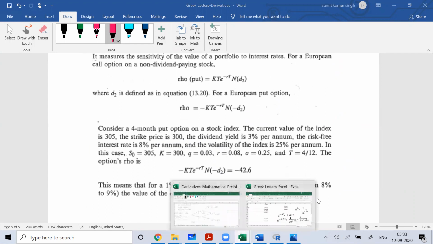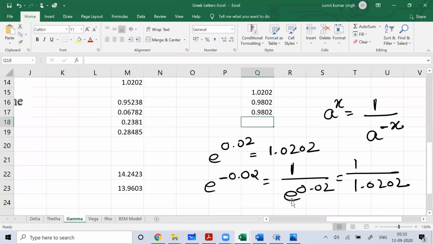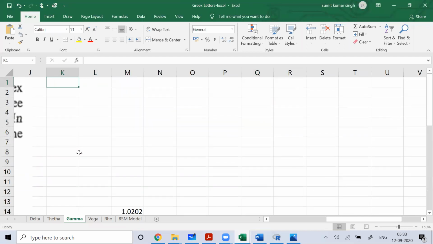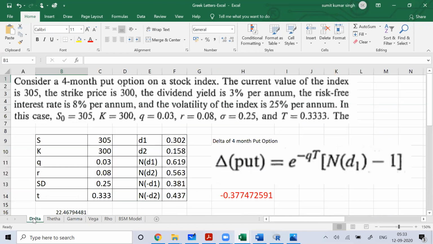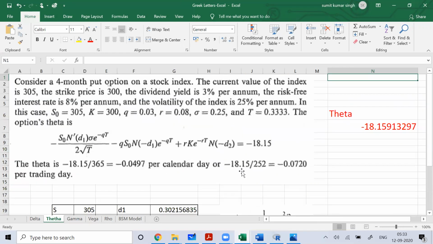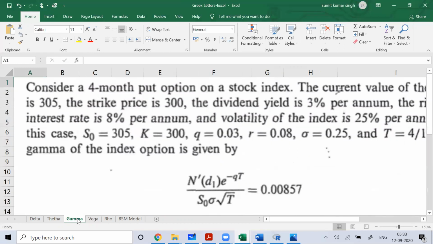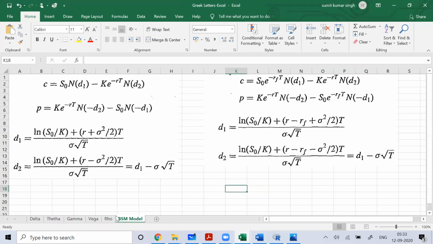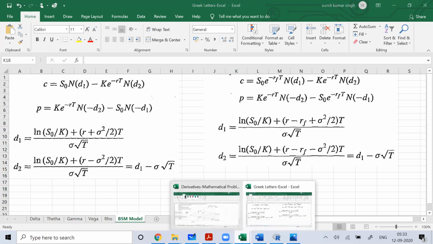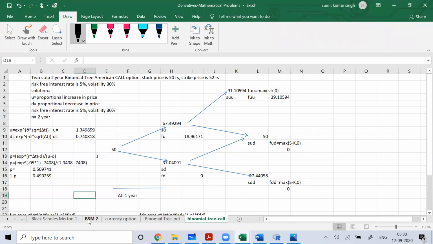At the same time, this is the Excel form. If you are really interested to know more about Greek letters, you can watch my video where I have discussed them in my previous classes, or you can see my Excel sheet. On Google Drive, I'll share the link of these sheets. You can see these questions and understand how it needs to be done.